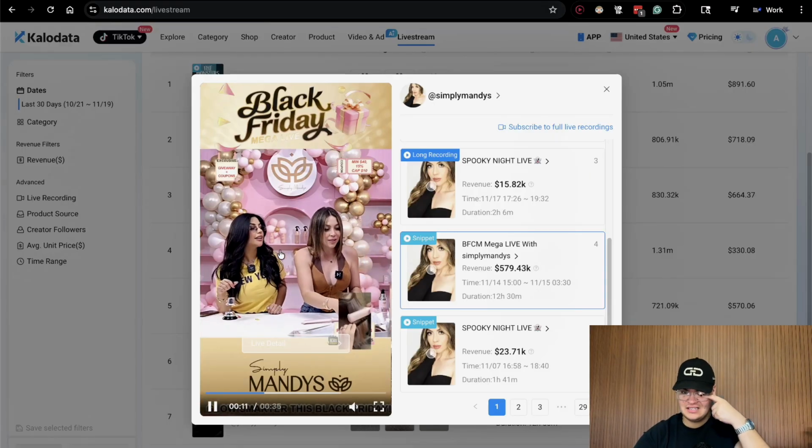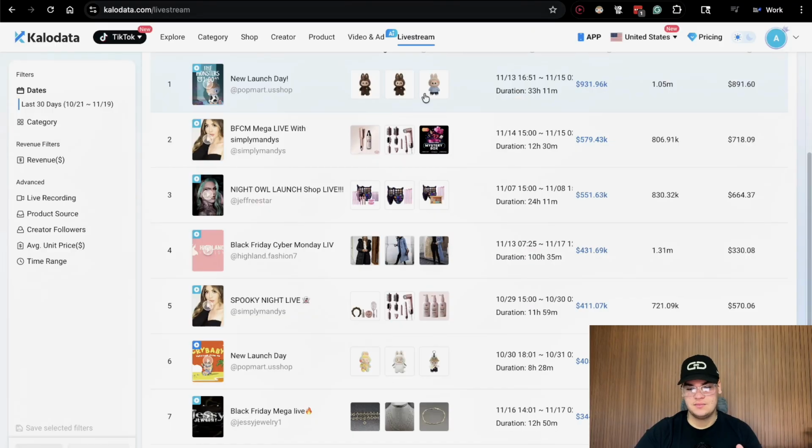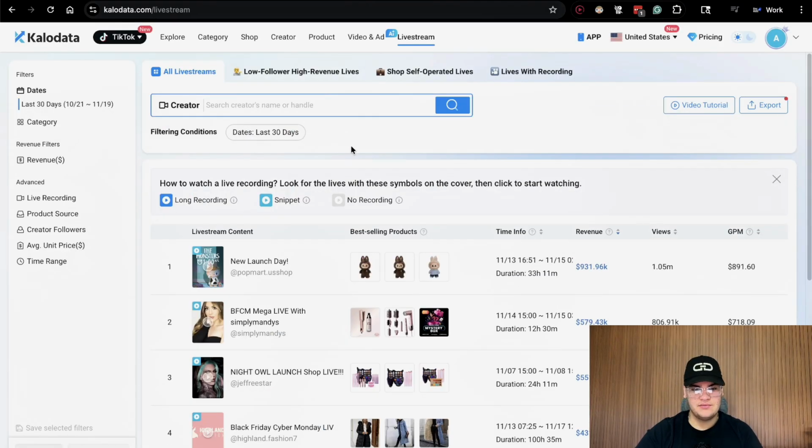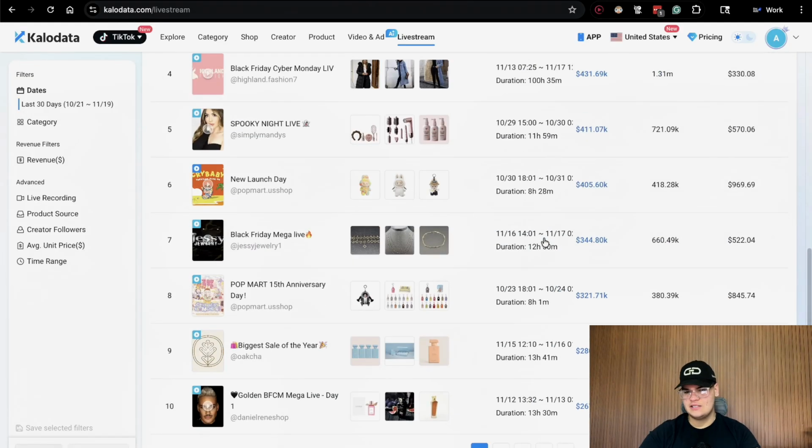But yeah, it's good. Now, keep in mind, I said this 100 times, focus on videos. 99% of stores are going to do better focusing on shoppable videos. But yeah, overall, that's pretty much it.